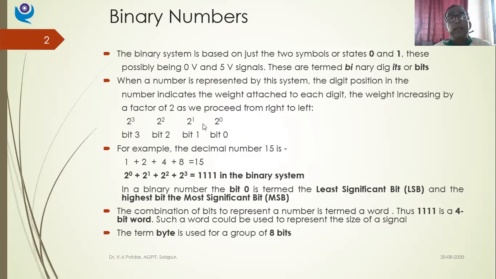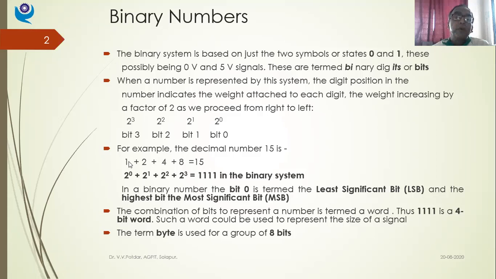So we have the increasing powers of 2: 2 to the power 0, 2 to the power 1, 2 to the power 2, 2 to the power 3, etc., as the number goes on increasing. Just as an example, the decimal number 15 is 1 plus 2 plus 4 plus 8, that is 3 plus 4, 7 plus 8, 15.